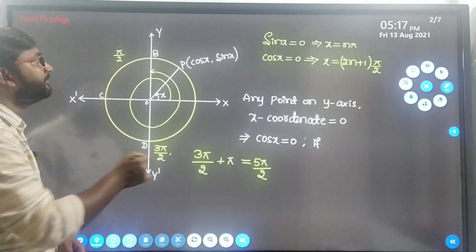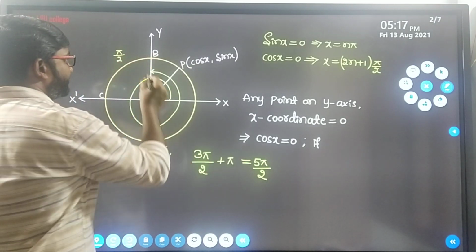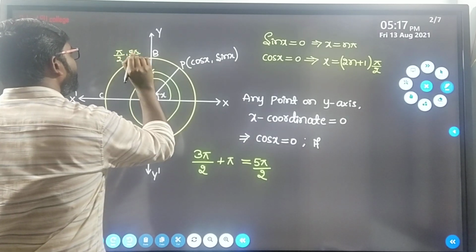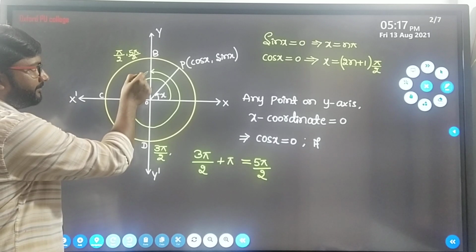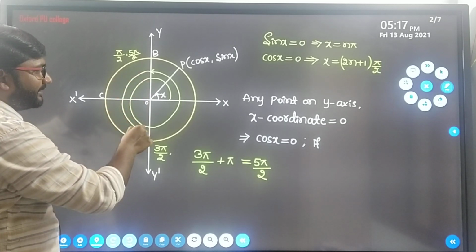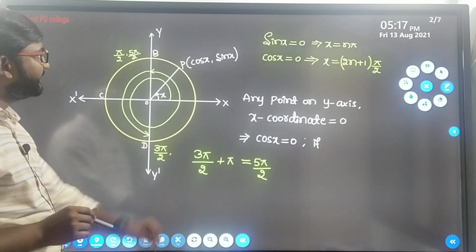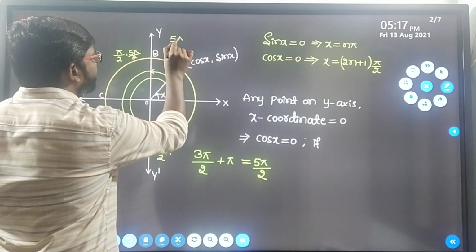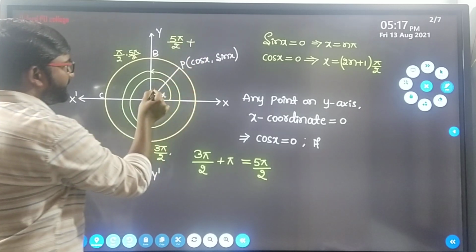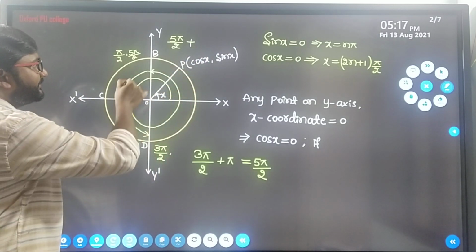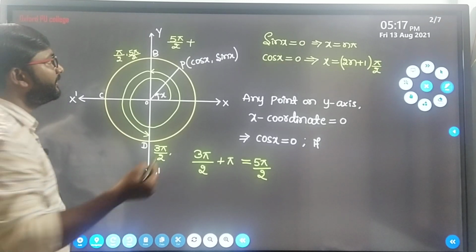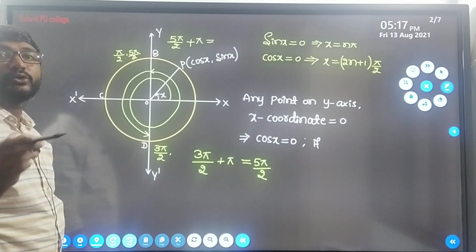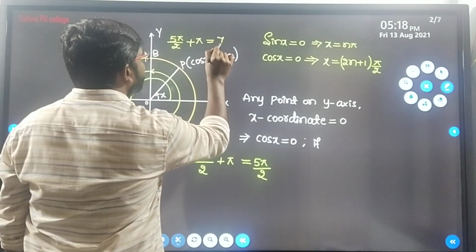So this angle will be there on the positive y axis. Till here it is 5 pi by 2. Now again from this point come back to the negative y axis. Till here it is 5 pi by 2, so I'll write 5 pi by 2, then plus this angle. This angle is nothing but the 180 degree or the pi radian. 5 pi by 2 plus pi. Take up the LCM. 2 will be multiplied with pi, we get 2 pi. 5 pi plus 2 pi will be 7 pi.